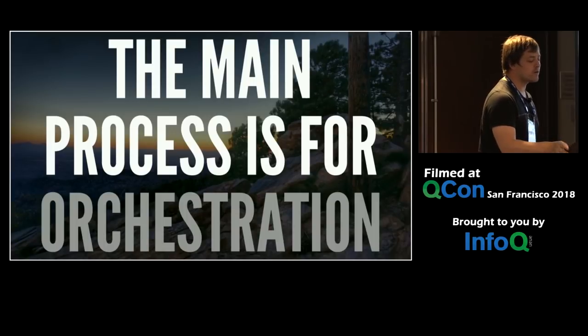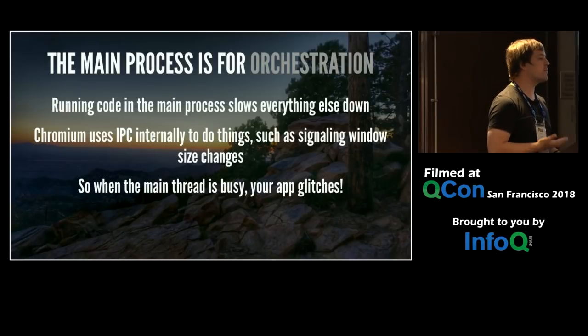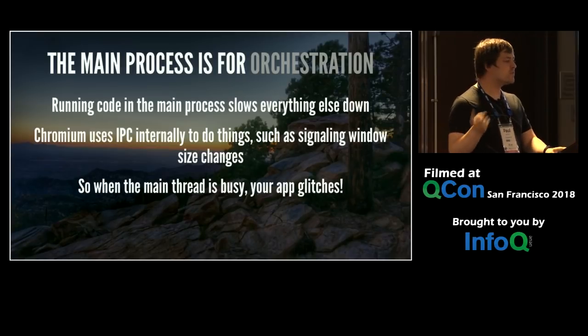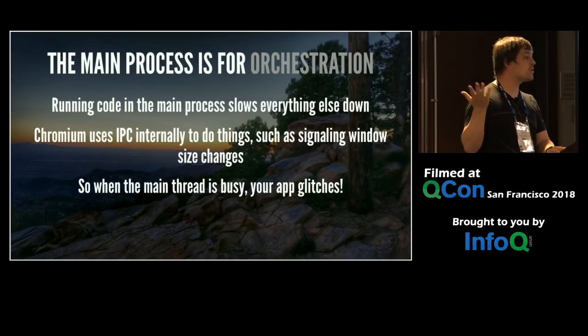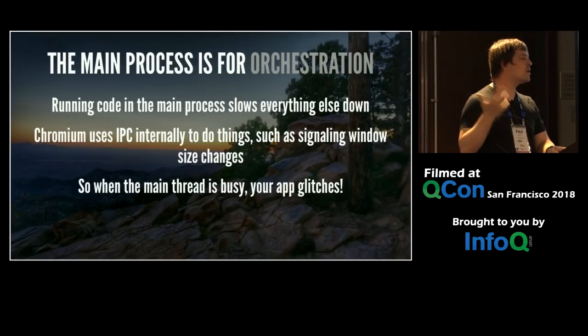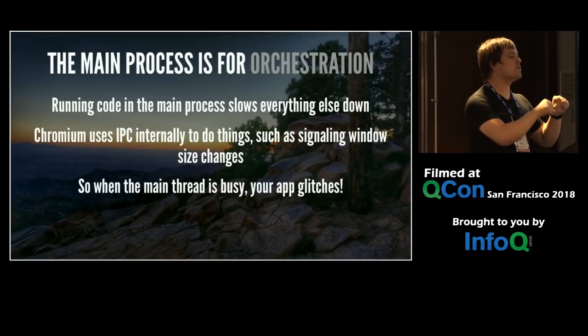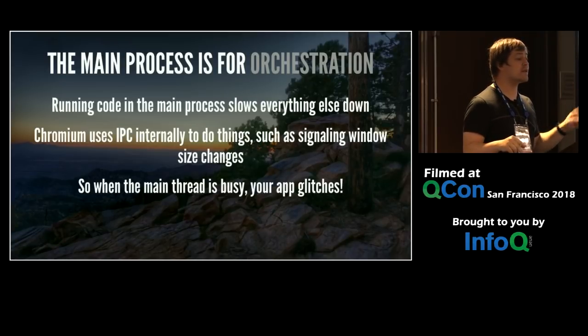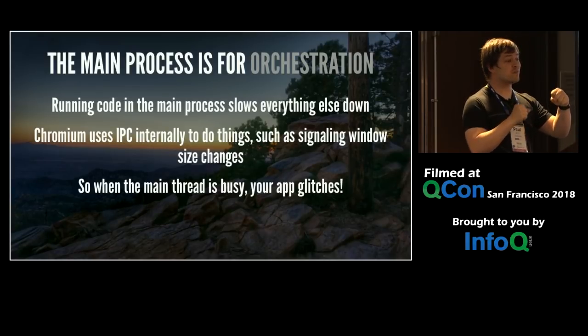But this is the important part: running code in the main process means that every other process grinds to a halt, basically. Chrome is always sending messages to make network requests, and the main process owns the actual native window. You create a window, on macOS it's an NSWindow, and on Windows it's a Win32 HWND. The main process owns that, so when you do a resize, it has to signal via IPC, sending messages back and forth, to tell the renderer, hey, your size used to be this number, now it's that number.